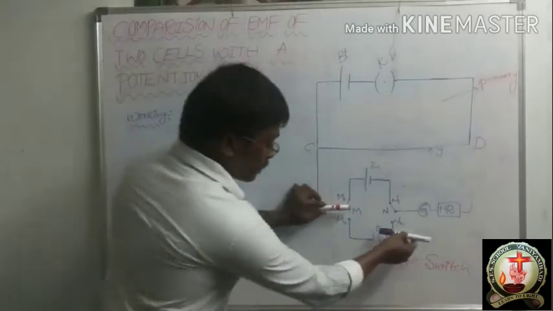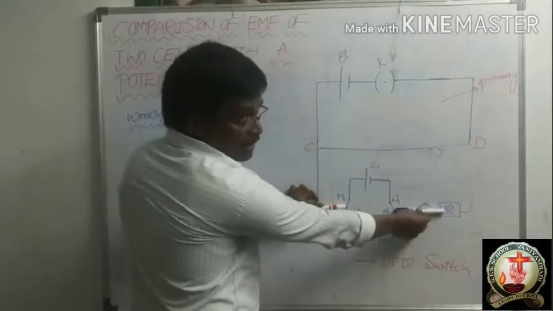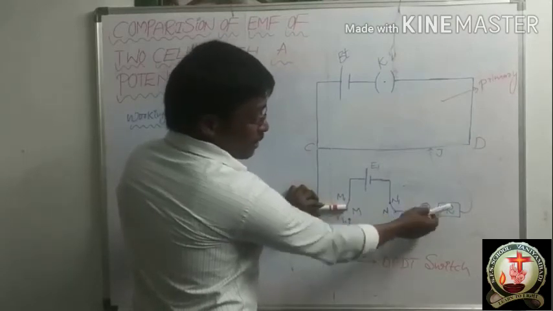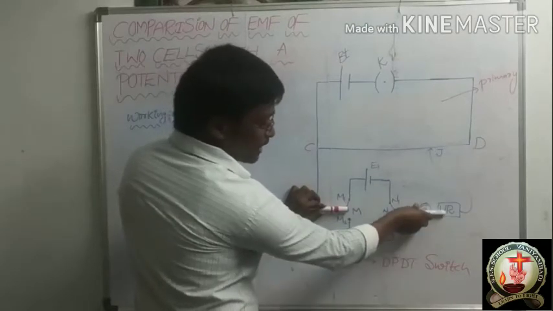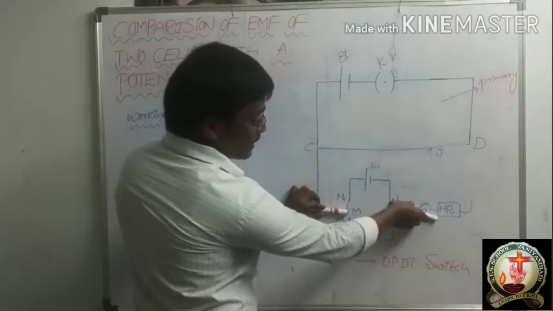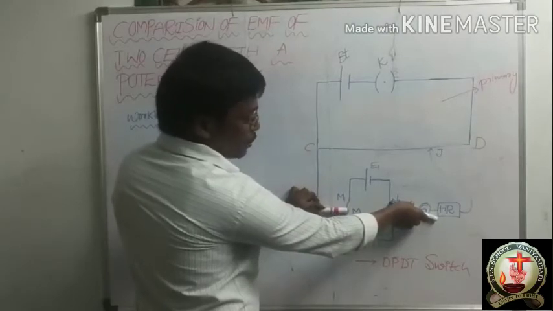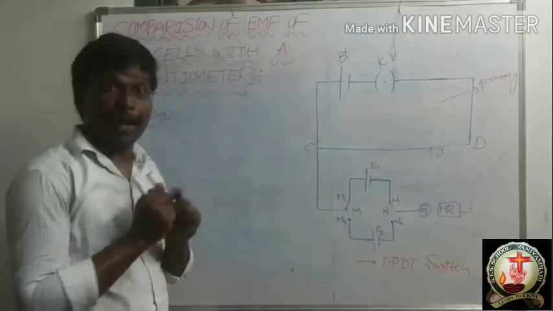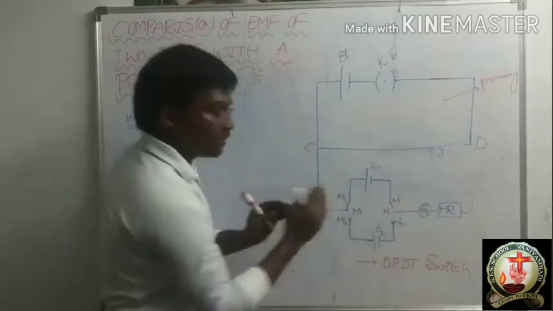Before pressing, M and N are not connected, correct? So now I am pressing this DP-DT switch towards the terminals M1 and N1. Whenever you press, this end will connect to N1 and this end will connect to M1. I am pressing this side.